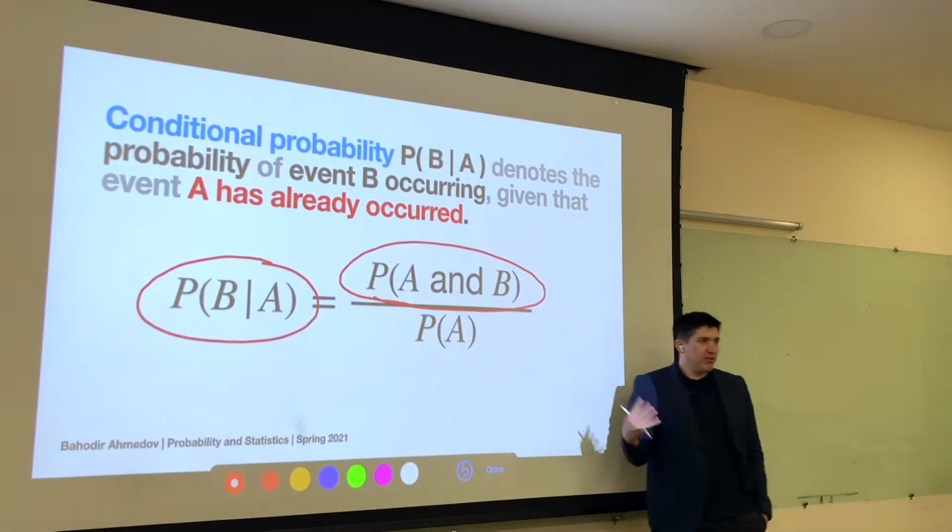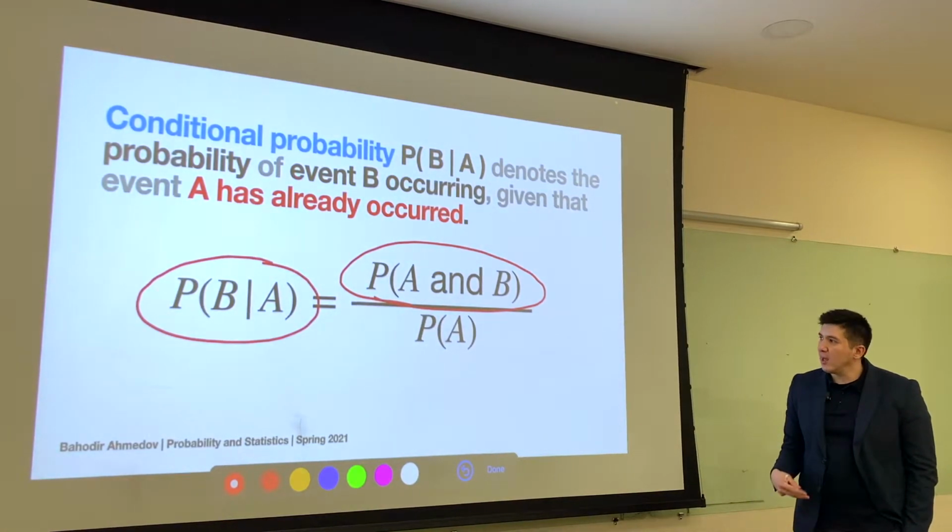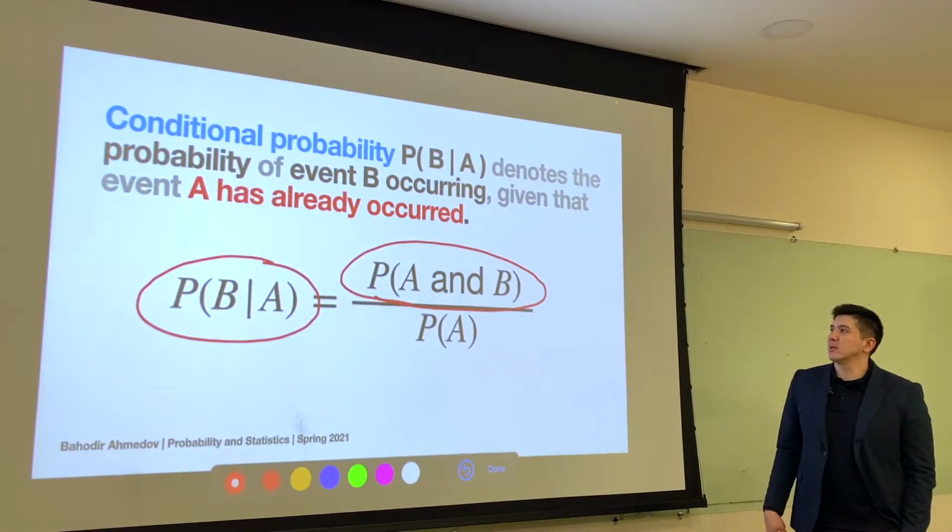So this is a simplified version of the so-called Bayes theorem. This is what we're going to discuss today, and we're going to discuss how to use this Bayes theorem.